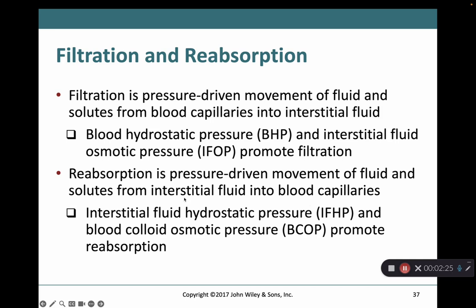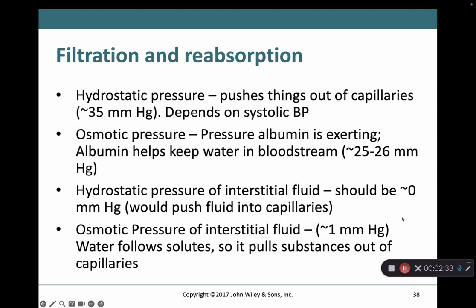Reabsorption is the opposite: movement from the interstitial fluid back into the blood capillary. And these are the 2 pressures that promote reabsorption. So what are all these pressures?